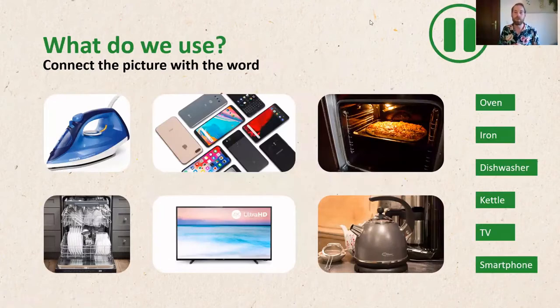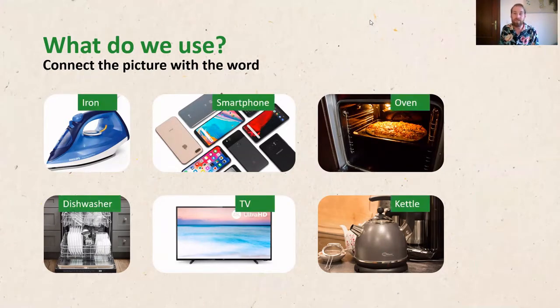I want you to look at this picture and decide which word goes with which picture. If you need to pause, press pause now. If not, we'll roll on to the answers. You can see the first one there is an iron. Iron. Remember that the R in iron is silent. So the first one is an iron.